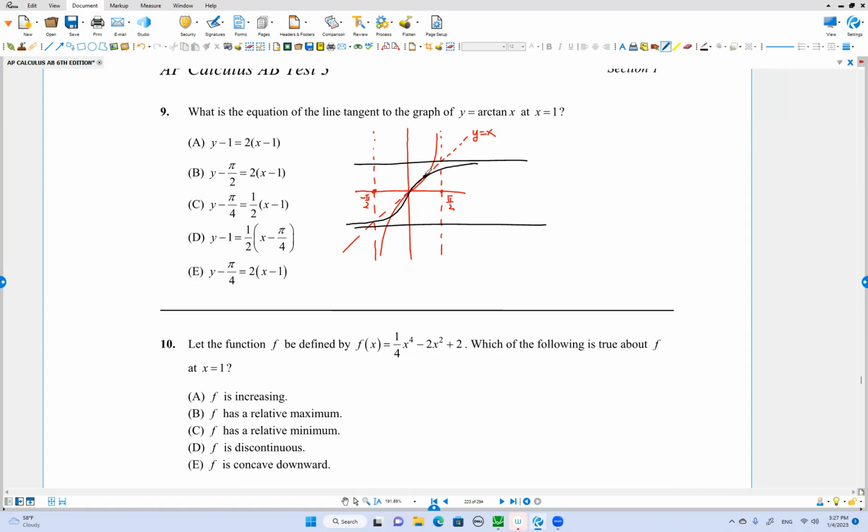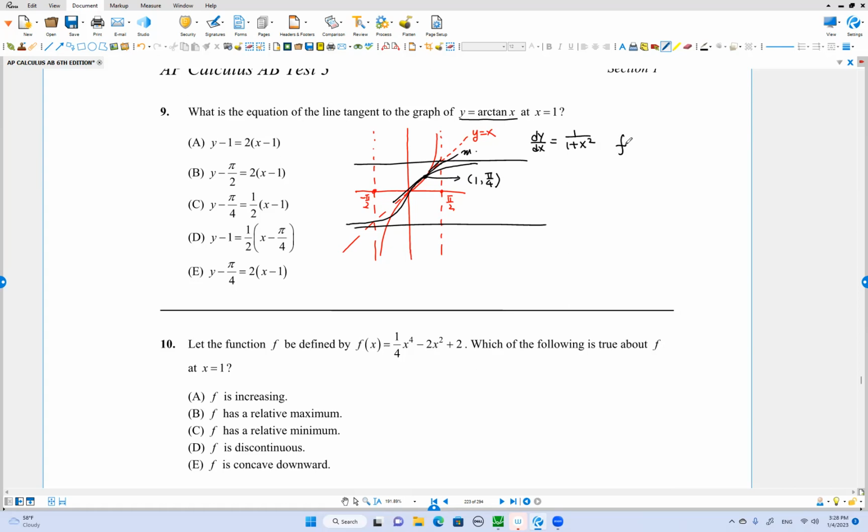So we have a point over here, which we already did, 1 and pi over 4. At this point, we're going to find the tangent line, so we're going to find the equation of this line. Anyway, we need to find the slope at this point, x equals 1, y equals pi over 4. How can you find the slope here? The derivative at x equals 1, right? So dy/dx, the derivative of arctangent x, what is that? 1 over 1 plus x squared, isn't it? Are you okay with this?